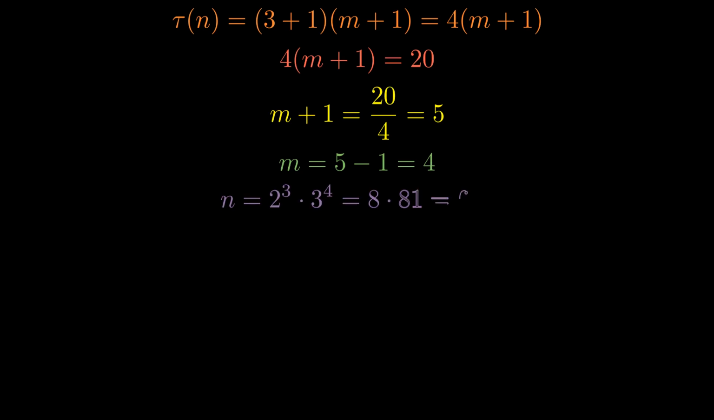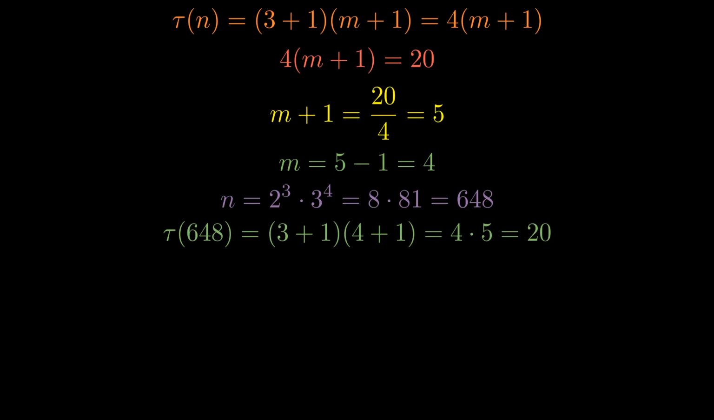Let's verify our answer. If m equals 4, then the number is 2 cubed times 3 to the 4th, which is 8 times 81, or 648. The divisors of 648 are all numbers of the form 2 to the a times 3 to the b, where a is between 0 and 3, and b is between 0 and 4.